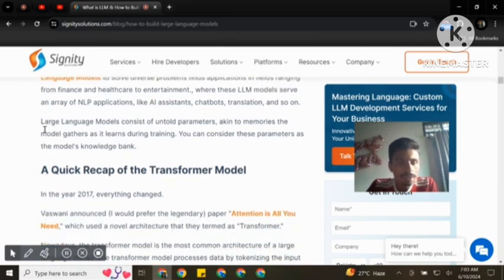Large language models consist of countless parameters, akin to memories the model gathers as it learns during its journey. You can consider these parameters as the model's knowledge bank.